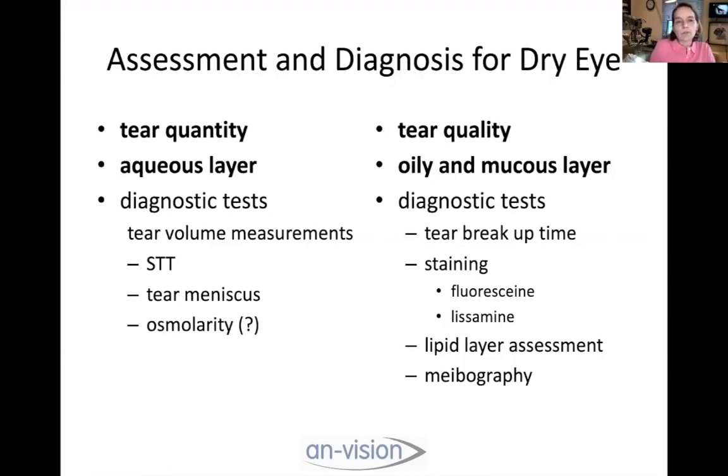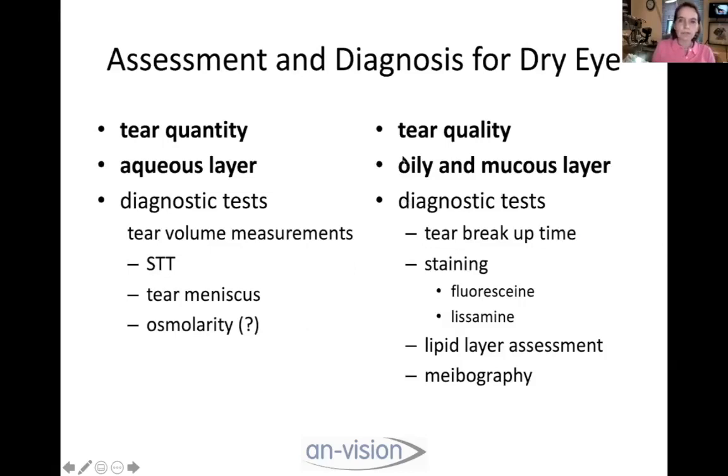Schirmer tear test 1 is the typical clinical diagnostic tool for dry eye, classic dry eyes. We could also measure the amount of tears that are sitting in the area between lid and cornea, and I'm going to talk about the tear meniscus later. And I mentioned the osmolarity. That is also one of the tools in human ophthalmology for dry eye.